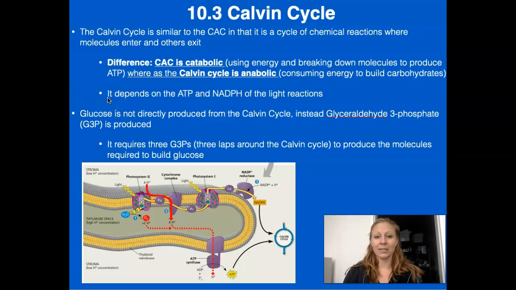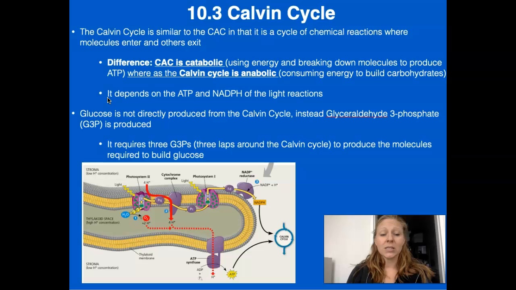So instead of building up NADHs and ATPs, we are breaking them down. We are breaking down NADPHs and ATPs that were created during the light reactions to create G3Ps, or sugars. So we are taking the energy and putting it into sugars, or G3P molecules. And so it depends on the ATP and the NADPH of the light reactions. That is what fuels it.